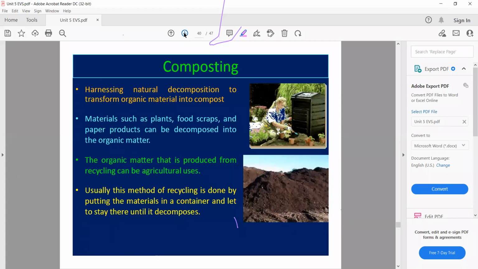Next is composting. What is that? Harnessing natural decomposition to transform organic material into compost, correct? Materials such as plants, food scraps, and paper products can be decomposed into organic matter, right? The organic matter that is produced from recycling can be used for agricultural purposes, correct? Usually this method of recycling is done by putting the material in a container and letting it stay until it decomposes, okay?